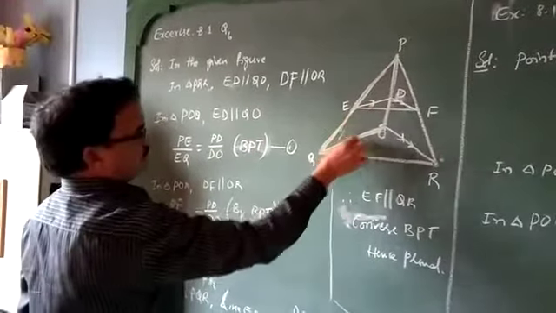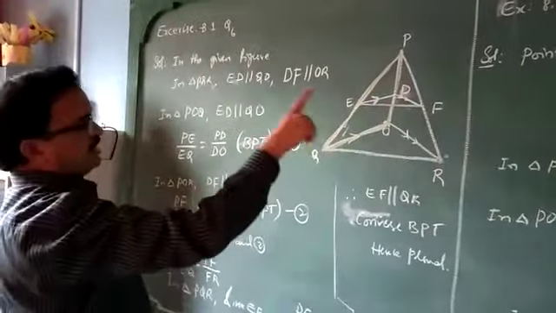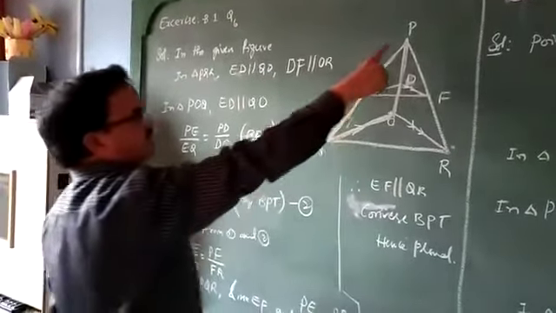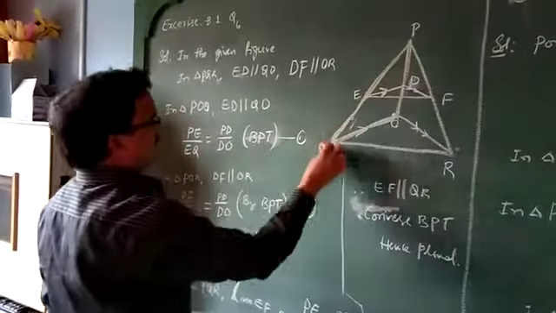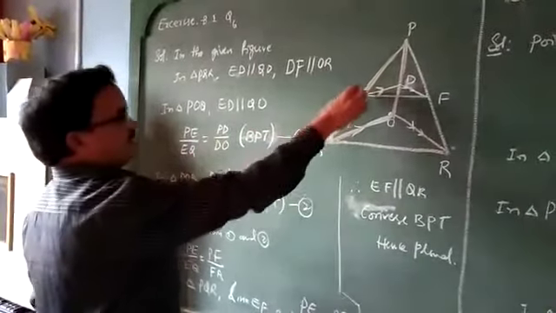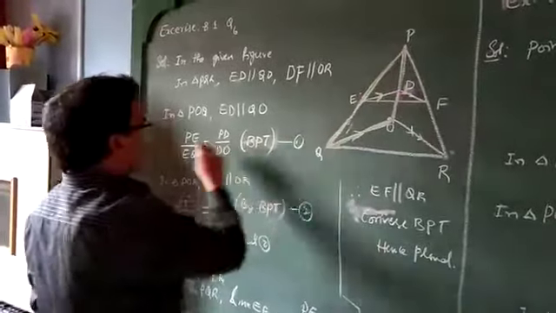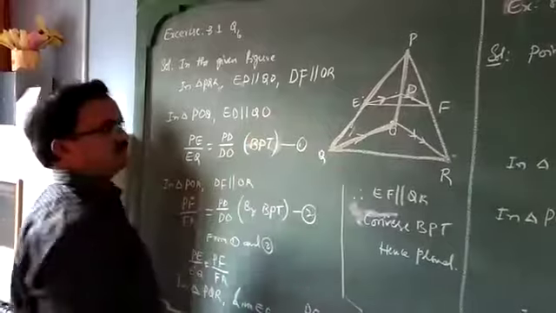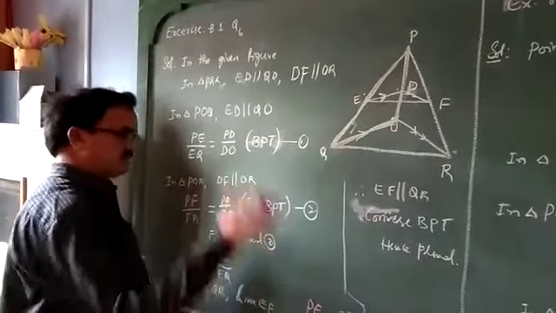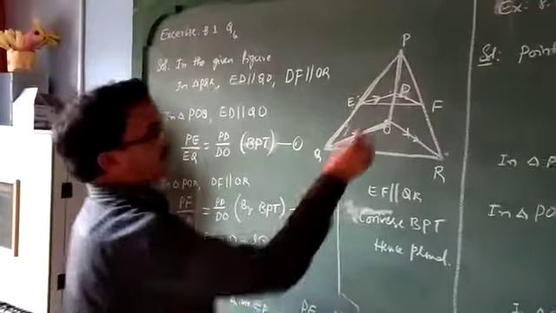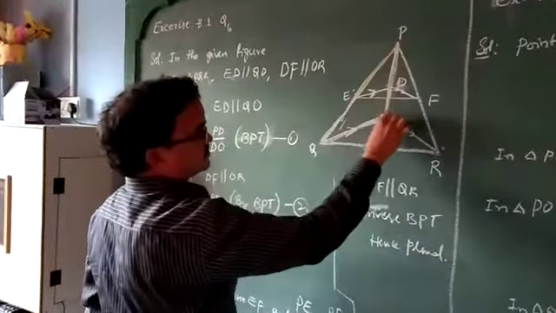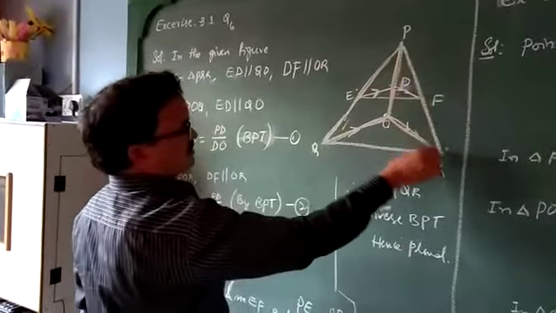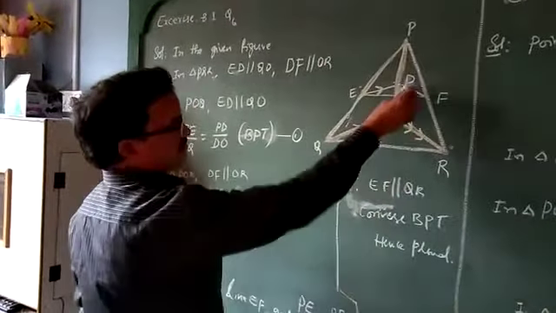These two are parallel. In a triangle, a line parallel to one side of a triangle divides the other two sides in the same ratio. PE by EQ is equal to PD by DO, from BPT. Similarly, you take this triangle. This is parallel to this, already there.